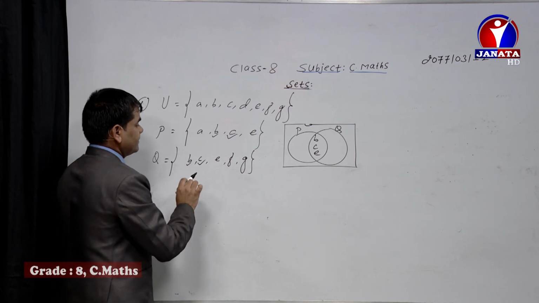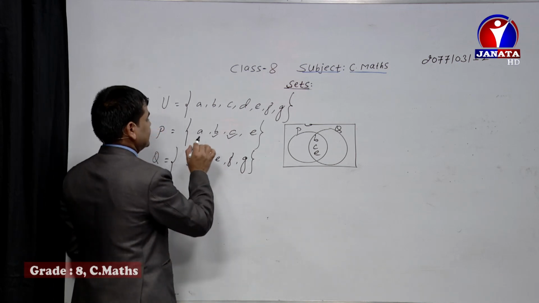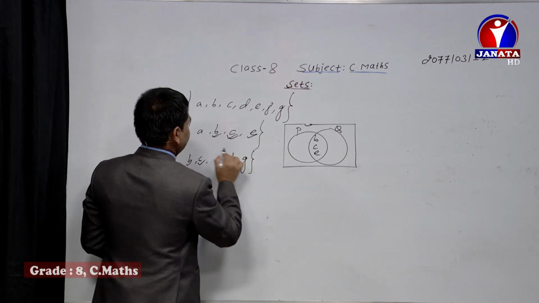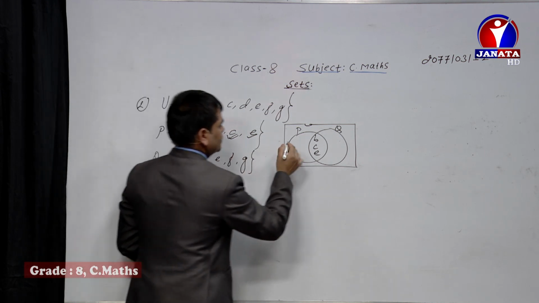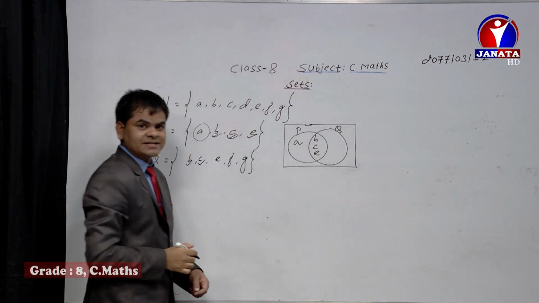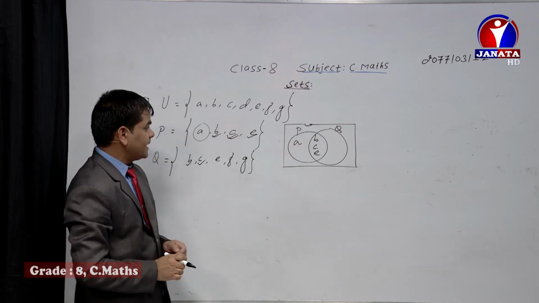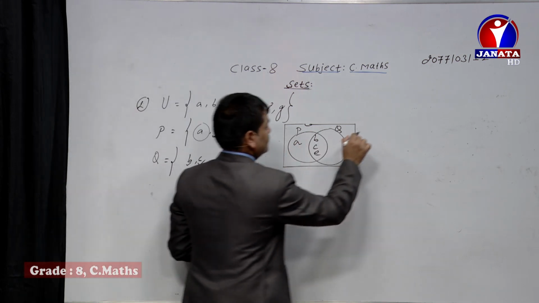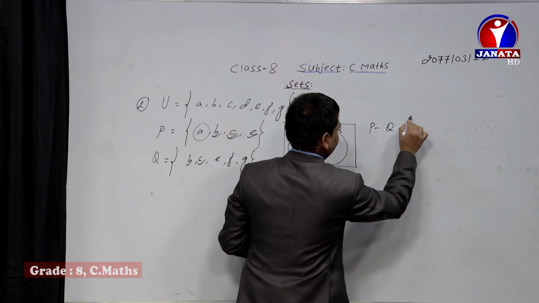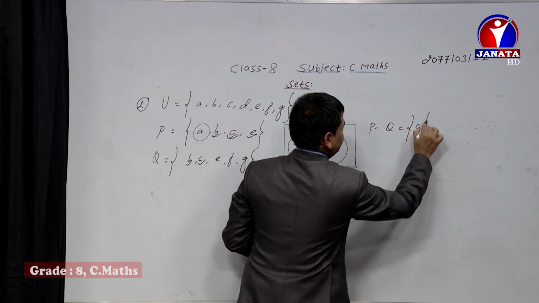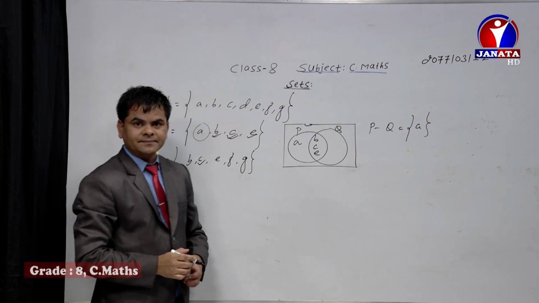Now let's see uncommon elements of P set. B, C, E, they are common, that means A remains, so it is P difference Q, dear students. A represents it in this question. If you are asked to find out P difference Q, then what you have to find out? P difference Q equals the elements contained in P set only.